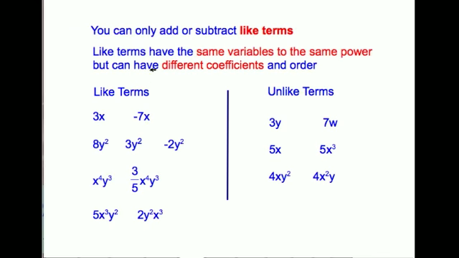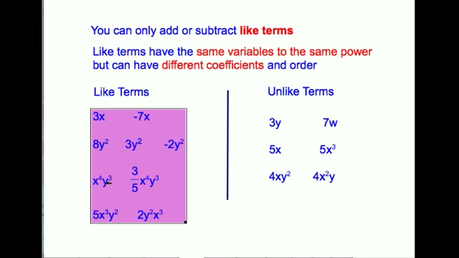We next take a look at like terms. You can only add or subtract like terms. Like terms have the same variables put to the same power, but they can have different coefficients and order, such as 3x and -7x have both variable x but different coefficients. They are like terms. Here we have y squared belonging to all the terms here. Although they have different coefficients, they have the same variable y squared and the same power of square.